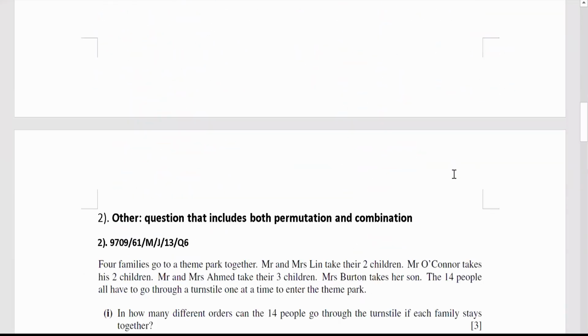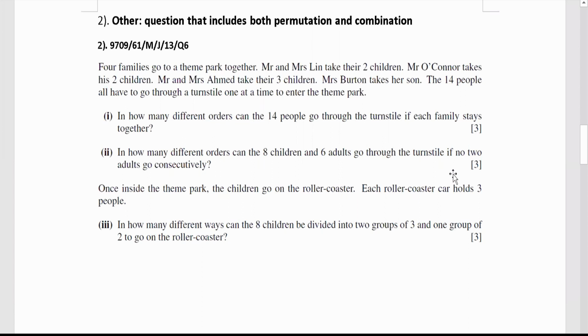Now let's look at the next question. There are questions that include both permutations and combinations. And this is a past year question from May-June 2013, variant 6.1.